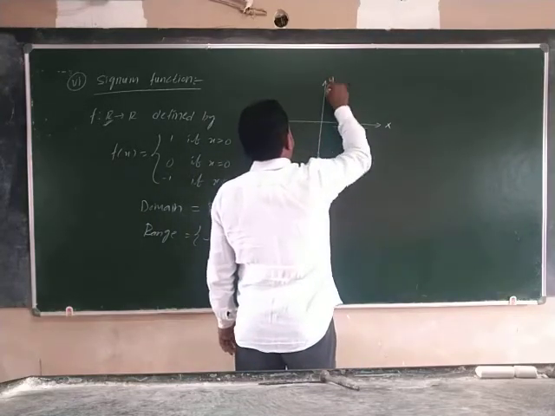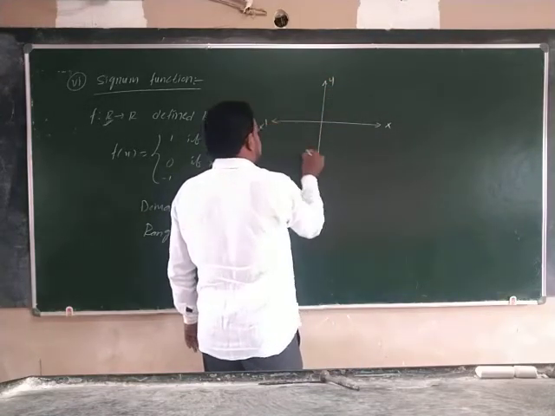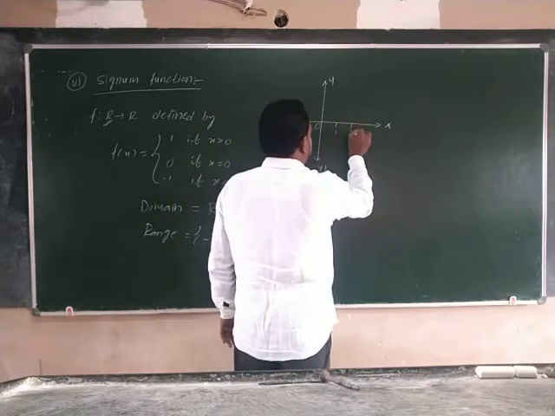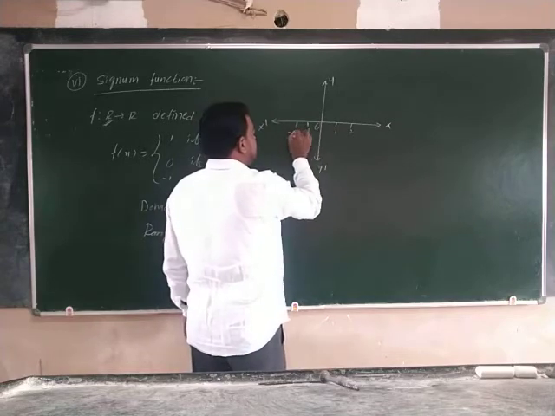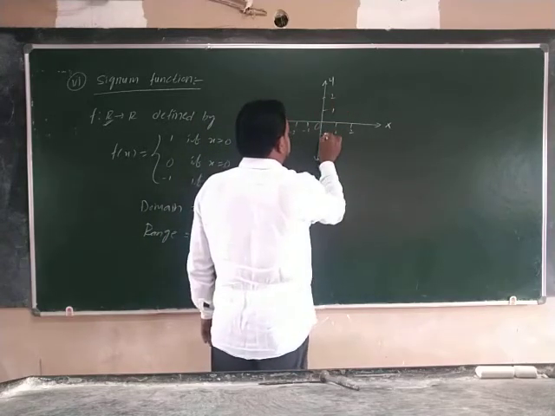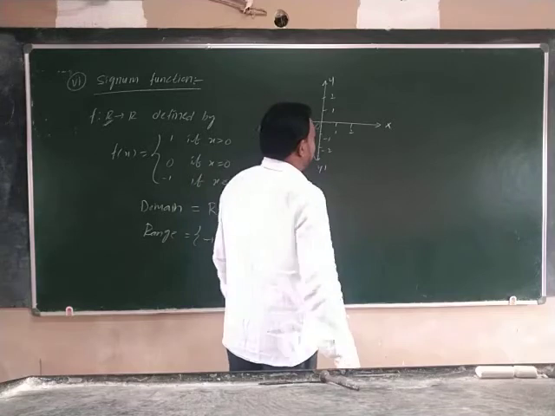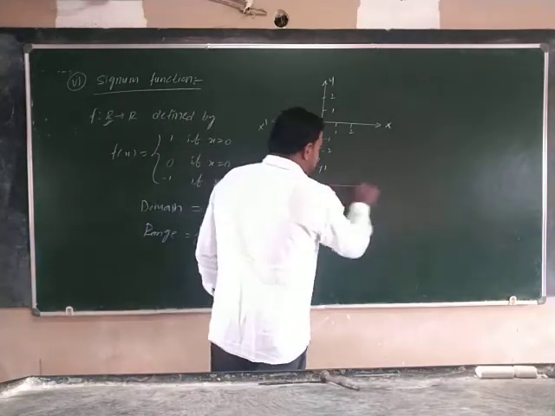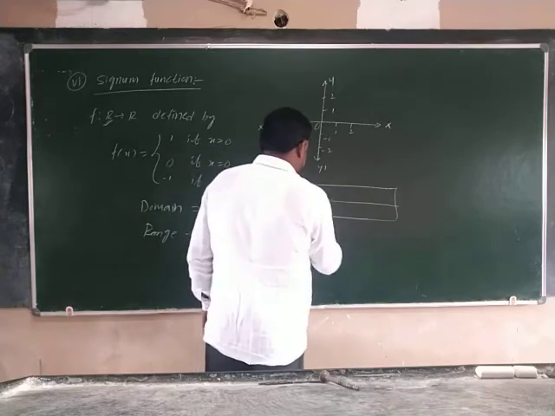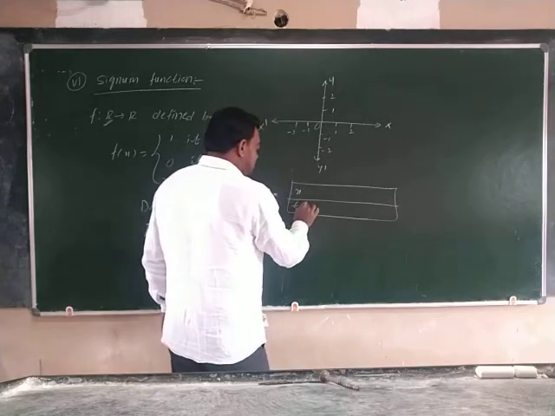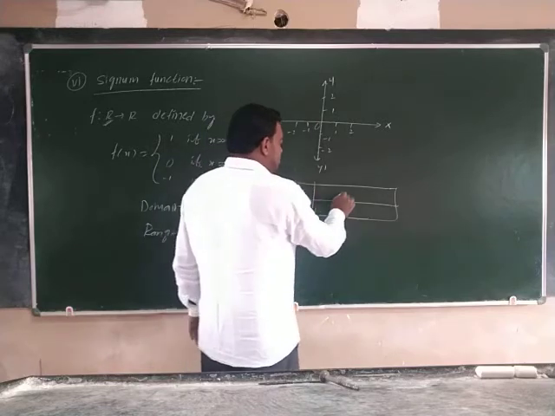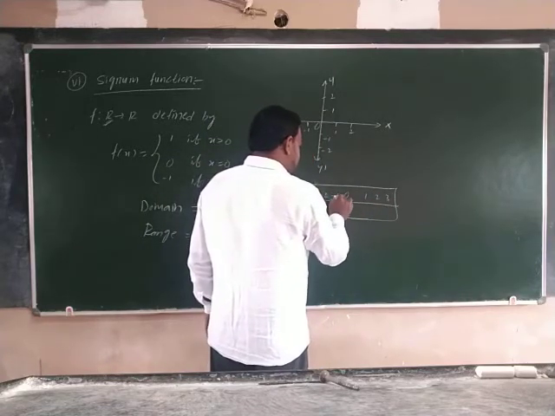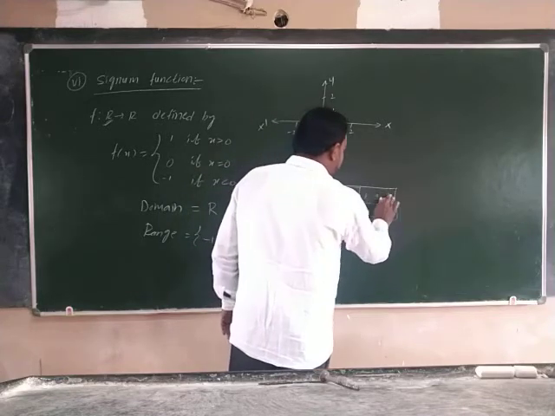X-axis, y-axis, negative x-axis, negative y-axis. This is the origin. Here 1, 2, next to -1, -2, 1, 2, next to here -1, -2. Okay. First, once you draw the table here, x values, here the signum function f of x values. Here you take 0, 1, 2, 3, next to -1, -2, -3.